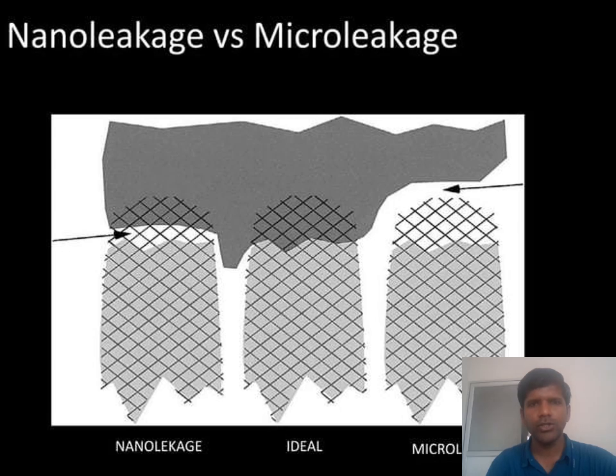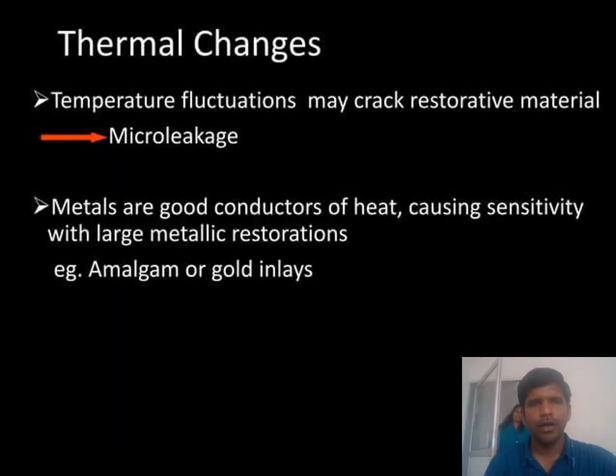Coming to nanoleakage versus microleakage, in between we see the ideal leakage. And coming to the thermal changes, temperature fluctuations may crack the restorative material, leading to microleakage, which can result in restoration failure.